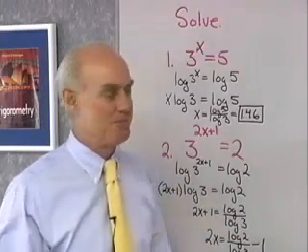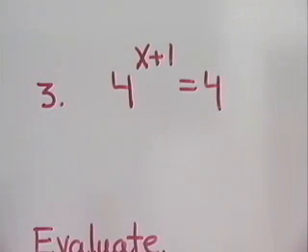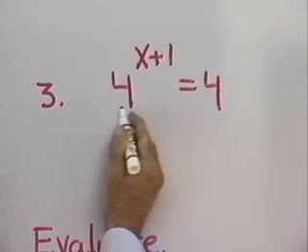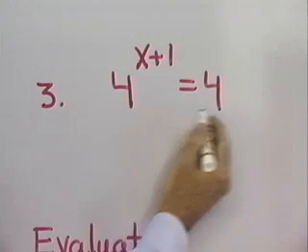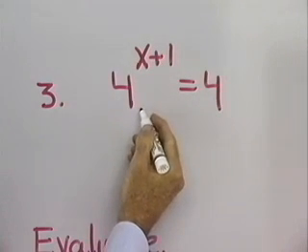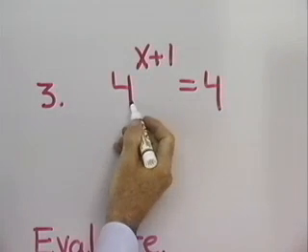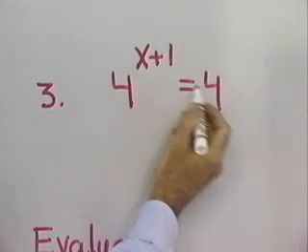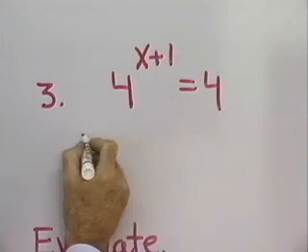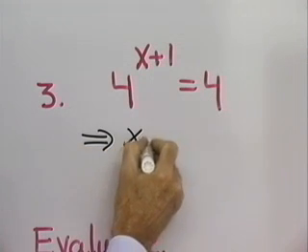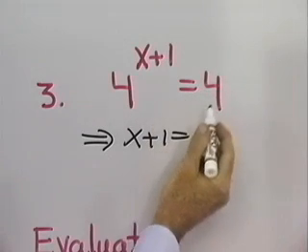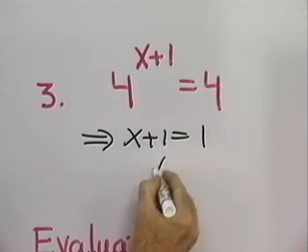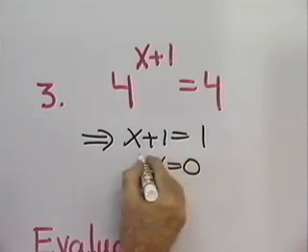Here's one more problem. We have 4 to the x plus 1 is equal to 4. Now, we don't want to forget with all our fancy properties and things here that there are some problems that are still easier to solve without logarithms. And I know by looking at this equation that 4 to the first power is going to give me 4. That means that this exponent, x plus 1, has to be the number 1. So x plus 1 has to be 1. I'll add negative 1 to both sides. x has to be 0.